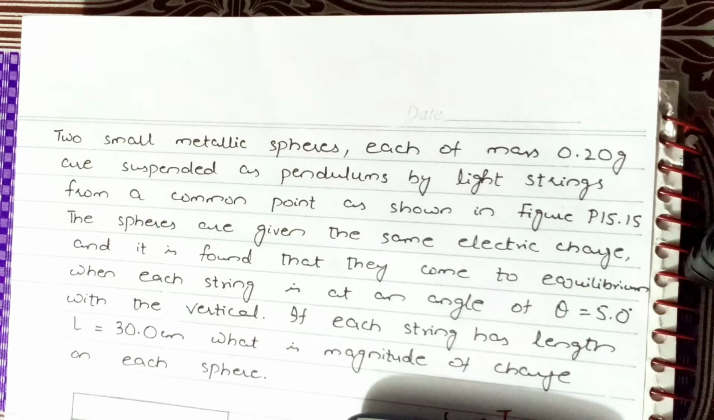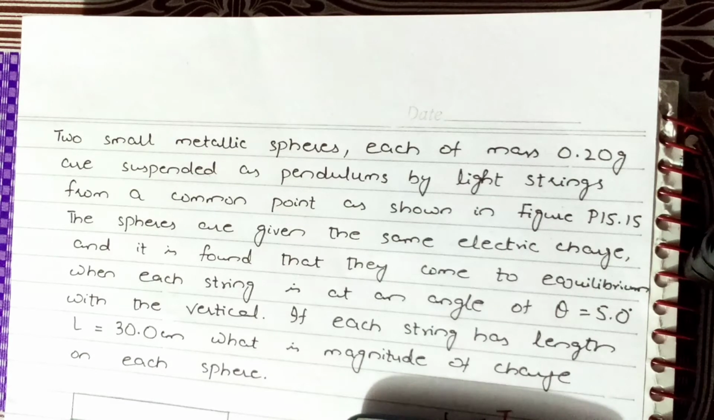Hey dear students, so the question for today's video is: two small metallic spheres, each of mass 0.2 gram, are suspended as pendulums by lighter strings from a common point as shown in the figure. The spheres are given the same electric charge and it is found that they come to equilibrium when each string is at an angle of theta equals 5 degrees with the vertical. If each string has length L equals 30 centimeters, what is the magnitude of charge on each sphere?